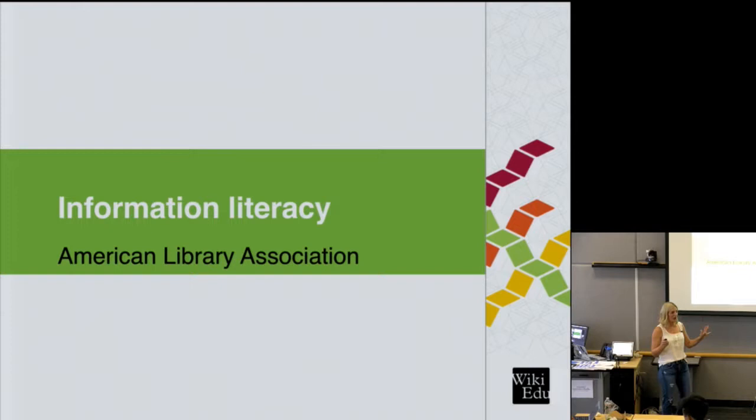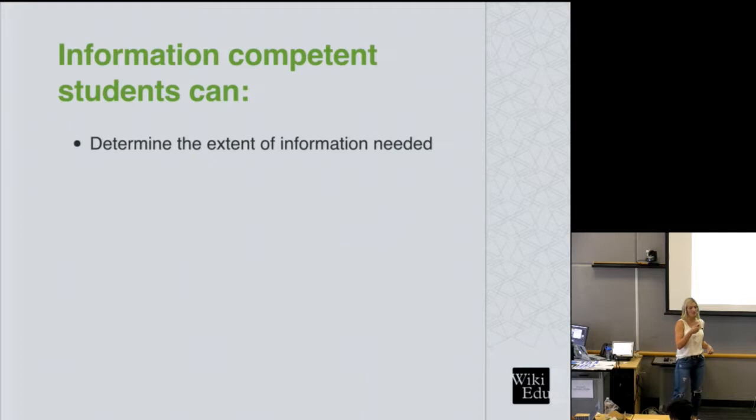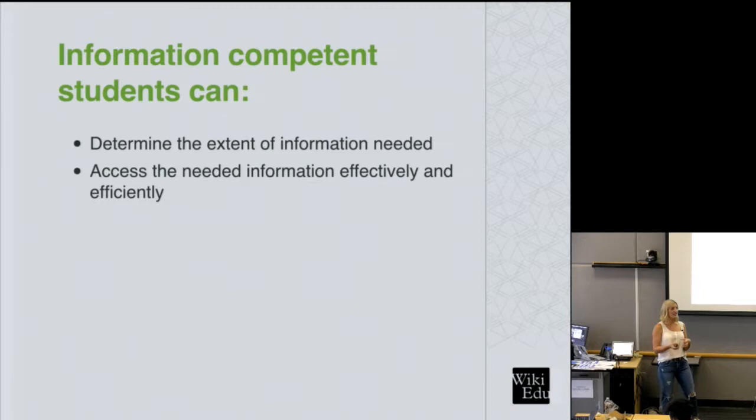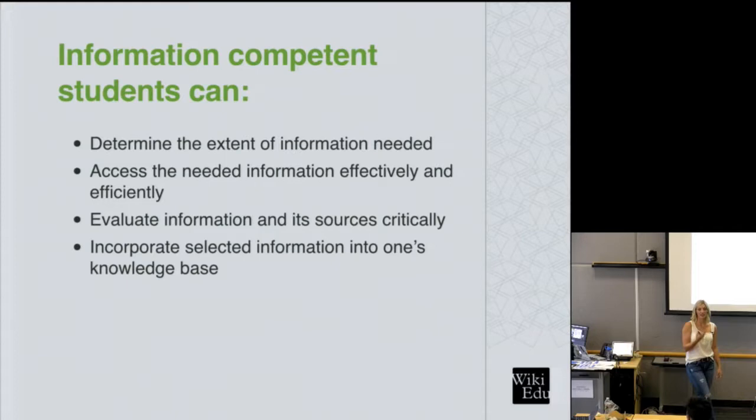So the American Library Association, if you don't know about it, is great. They have some really great information literacy frameworks that we at WikiEd take very seriously. And those are pretty simple. Students should be able to determine the extent of information needed when they evaluate a topic. They should be able to access the needed information in an effective and efficient way, so in their library. They should be able to evaluate those sources that they find critically. They should then be able to incorporate that information into the existing knowledge base.